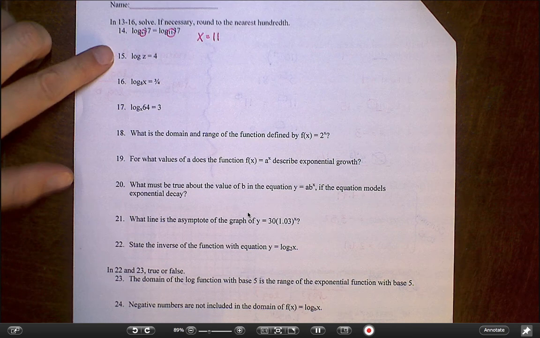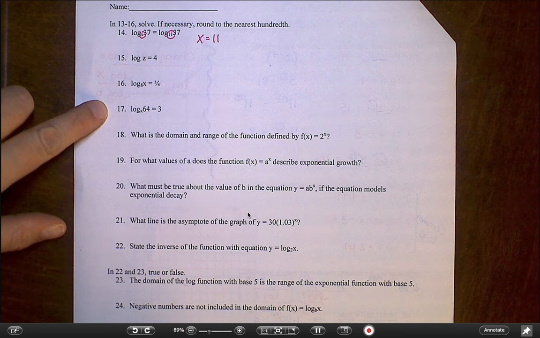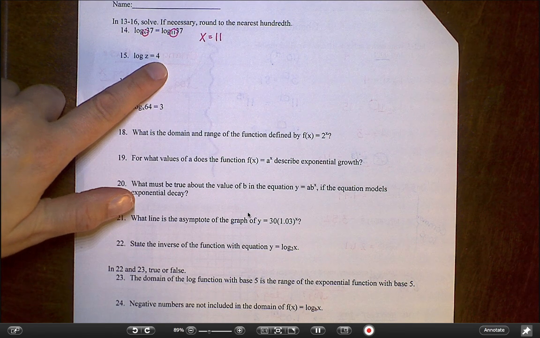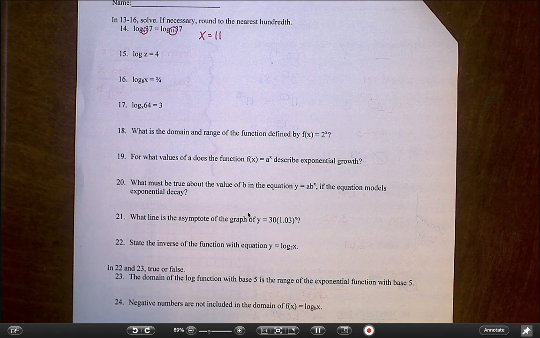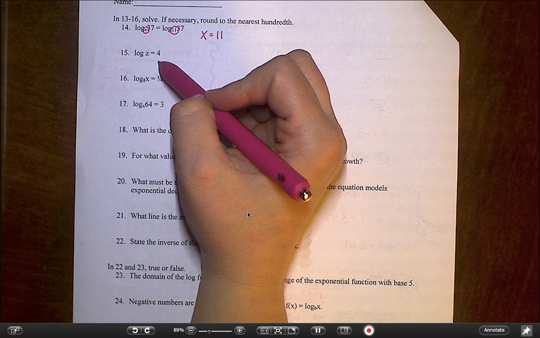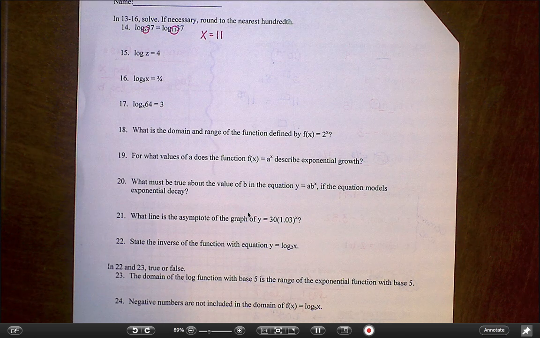For the rest of these, I noticed that they are all set up as log of something equals just a number on the other side. And so anytime you're working with that, remember that that number is really the exponent if you were to think of this as an exponential function. And so that's where I would really begin.